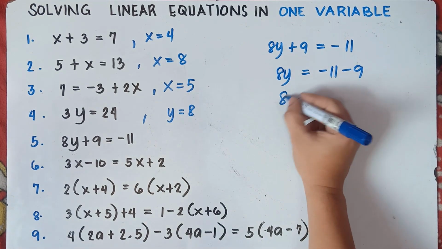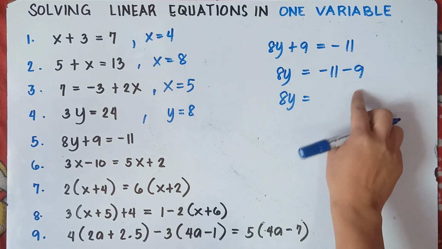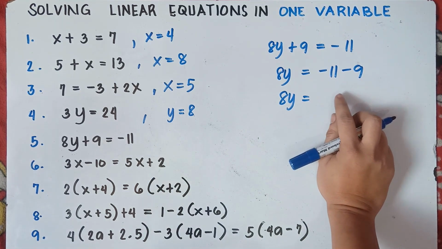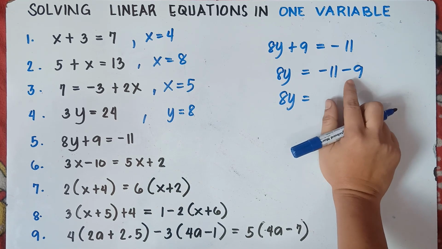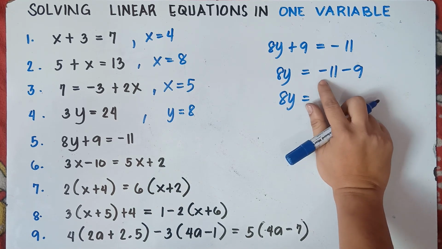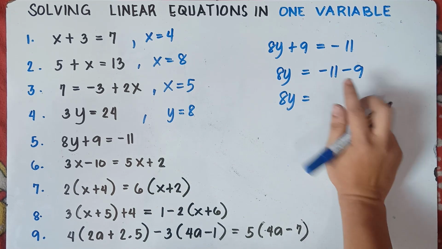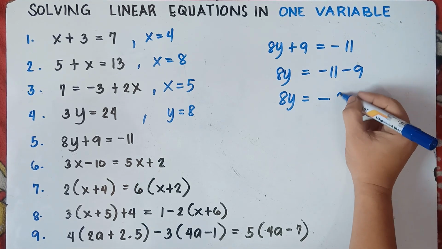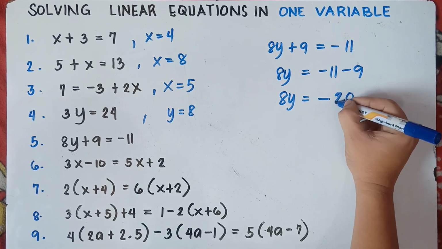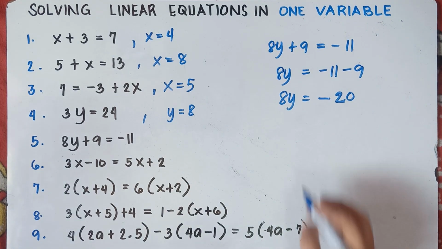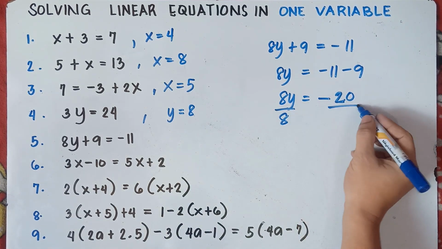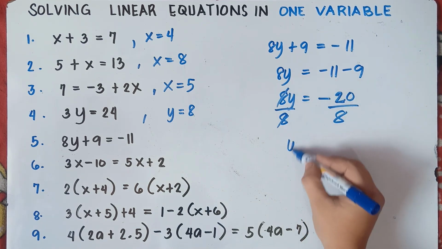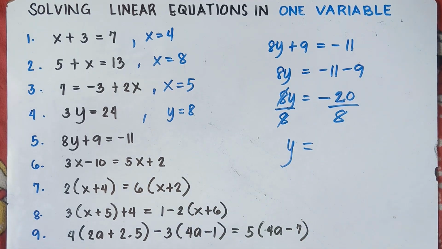So this will be 8y equals, combine like terms, or combine these numbers. So we have negative 11 and minus 9. If it's negative, negative, simply copy the negative sign, then add. So 11 plus 9 is 20. And then divide both sides by 8, so that the remaining equation on the left side will be only y. So negative 20 divided by 8.